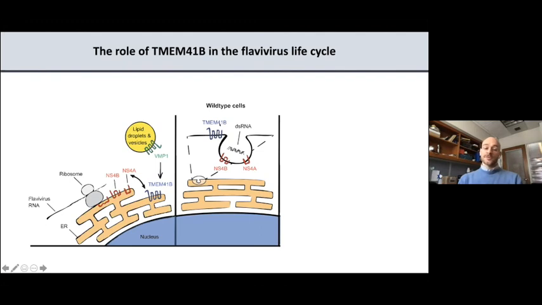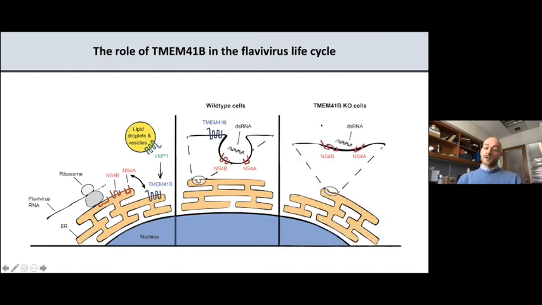So we think in wild type cells, TMEM41B is hijacked, used by NS4A and NS4B, and these two proteins are known to cause membrane curvature and basically build this replication complex, which is, as I said, a shielded environment for the virus to replicate and to be protected from the innate immunity.